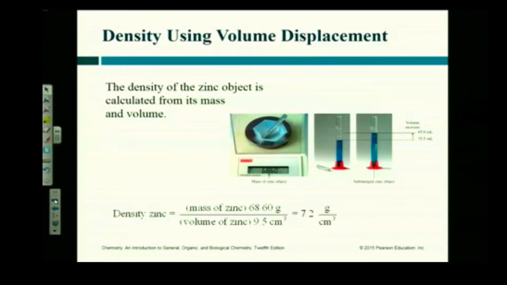Okay? So if I told you something was 7.2 grams per centimeter cubed, and I said you had 2 cubic centimeters of it, how much mass would you have? You would have 14.4 grams, wouldn't you?